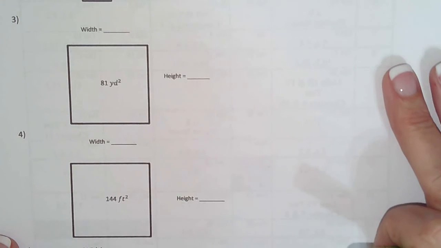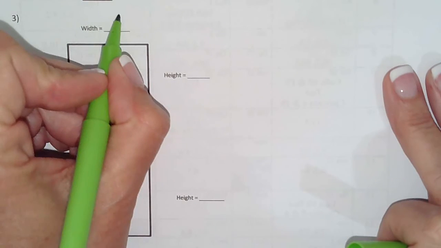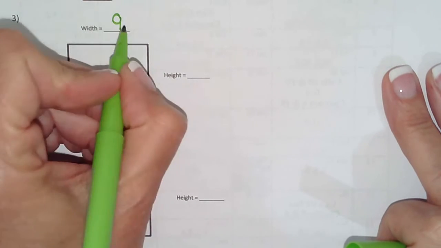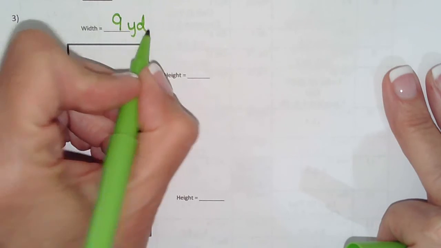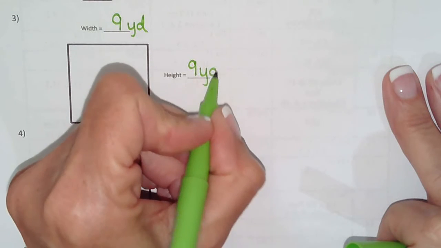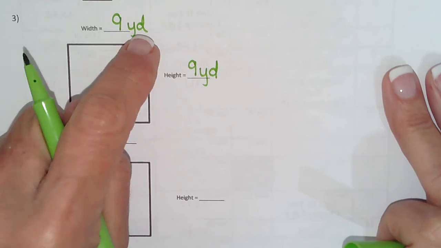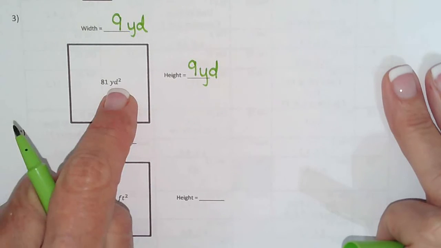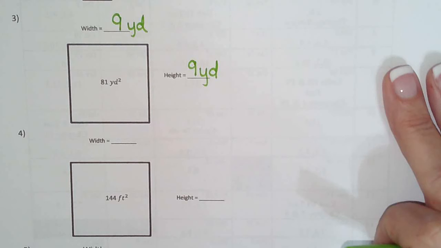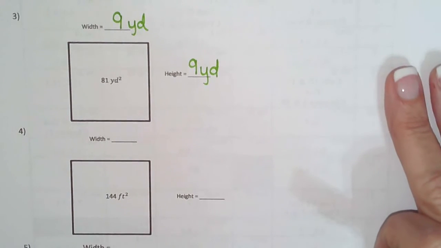Next we have 81. So what number times itself gives me 81? That would be 9. This time it's yards. So 9 times 9 is 81. Yard times yard, yard squared. So the square root of 81 is 9.